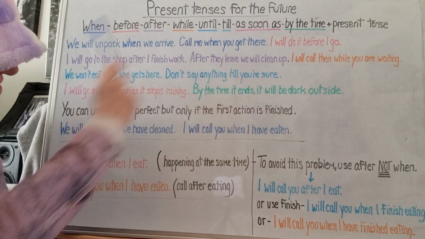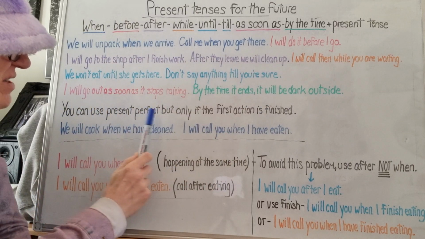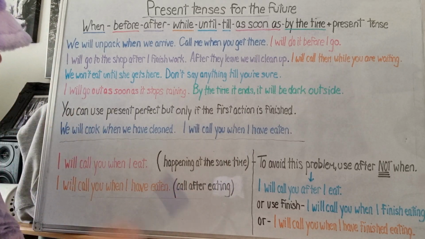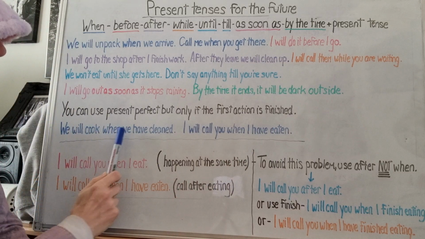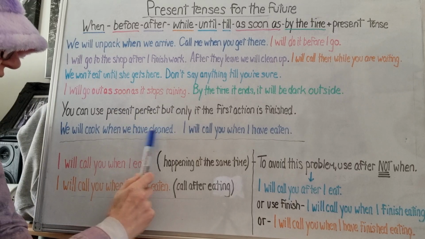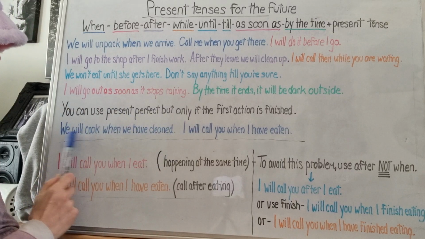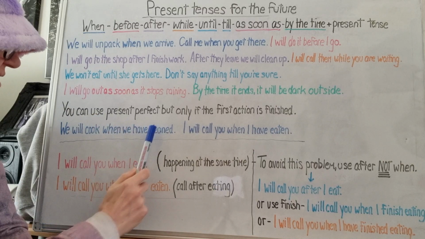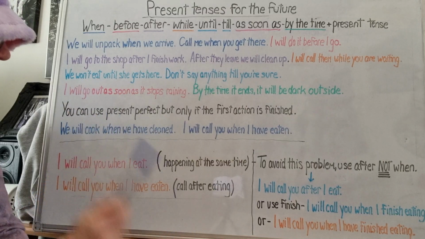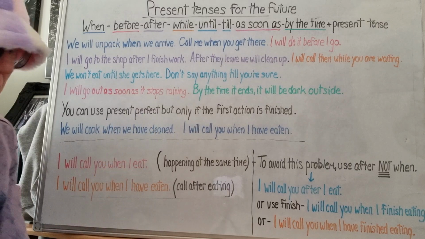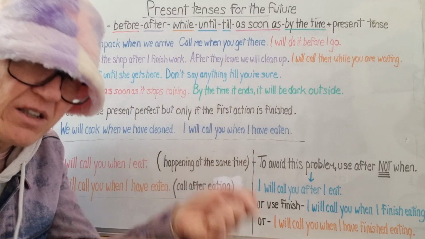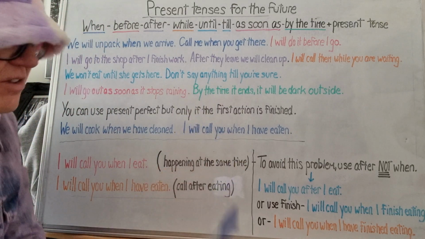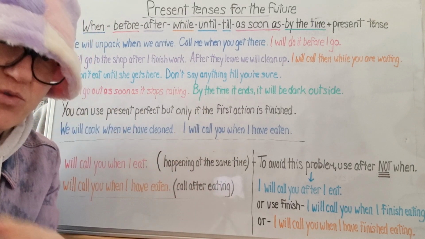Okay? Now you can also use present perfect, but only if the first action is finished. Okay? Not all of these sentences, but some of them. Let me show you. We will cook when we have cleaned. So this has to be finished before this happens, okay? When we have cleaned. Finish cleaning, then cooking, okay? If you say we will cook when we clean, it means at the same time. Cooking and cleaning at the same time, nonsense. It's a nonsense. Sorry, I used a colloquialism there. It's wrong, it's bad grammar.